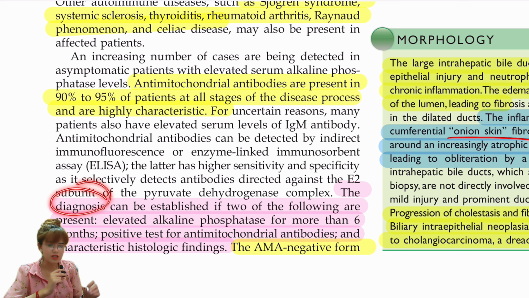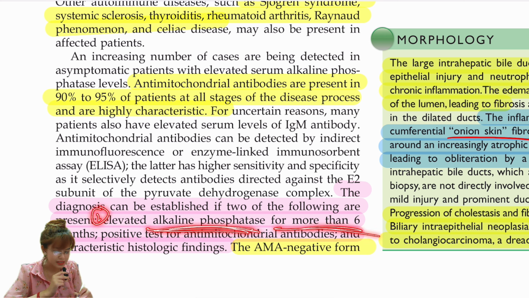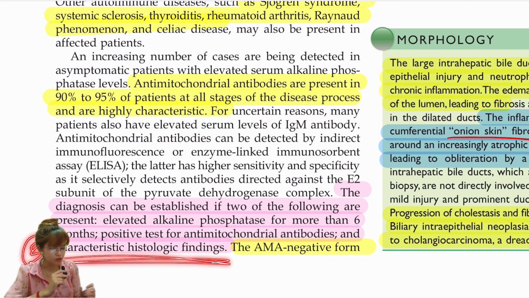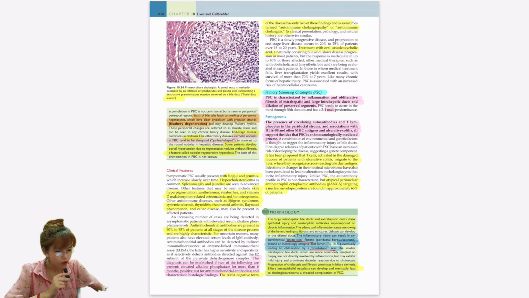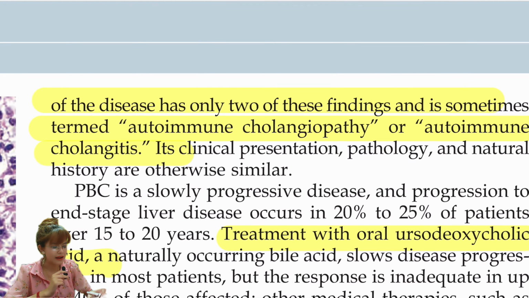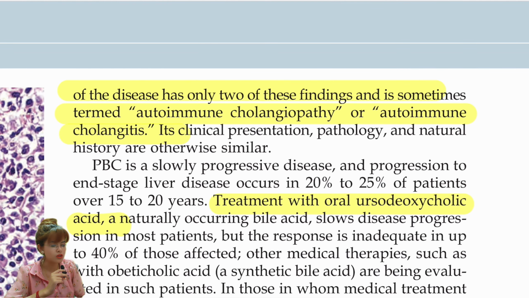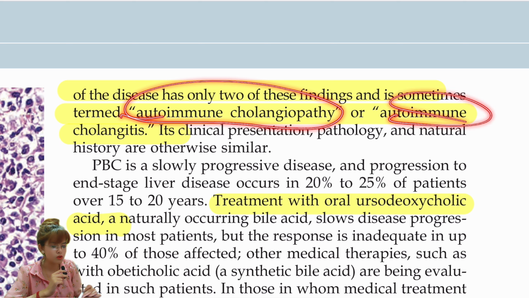The diagnosis can be established if two of the following are present. Now this part is very important, which I can't write in that image, and you must know the diagnostic features. So two out of the following have to be present. Which are the points? Number one, elevated alkaline phosphatase for more than 6 months; number two, positive test for antimitochondrial antibody; and number three, the characteristic histological findings. The AMA negative form of the disease has only two of the findings and is sometimes termed autoimmune cholangiopathy or autoimmune cholangitis.